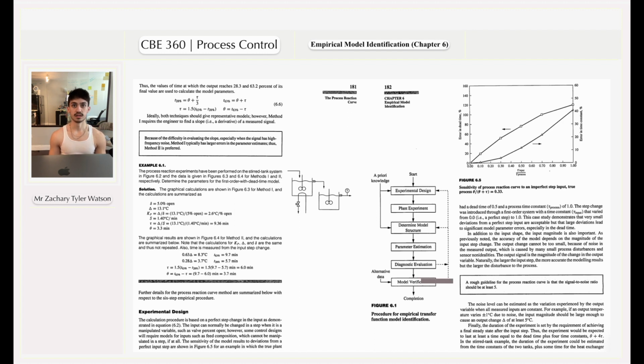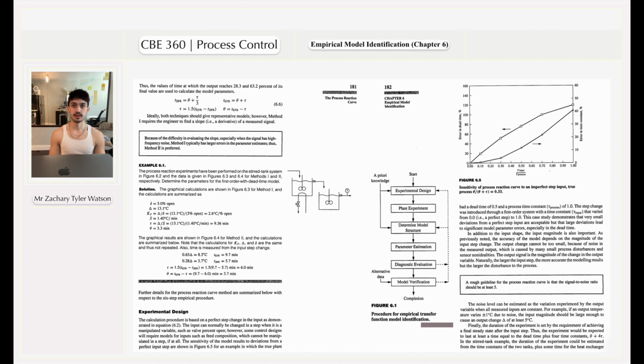A rough guideline for the process reaction curve is that the signal-to-noise ratio should be at least 5. The noise level can be estimated as the variation experienced by the output variable when all measured inputs are constant. For example, if an output temperature varies plus or minus 1 degree Celsius due to noise, the input magnitude should be large enough to cause an output change delta of at least 5 degrees Celsius.